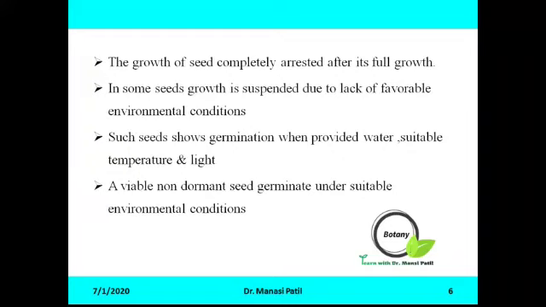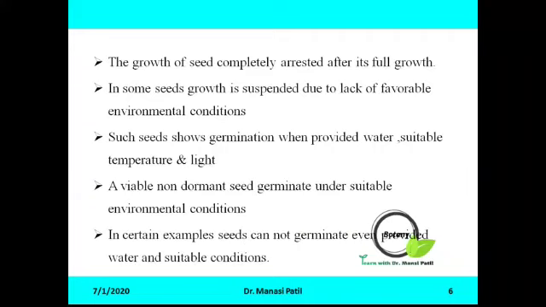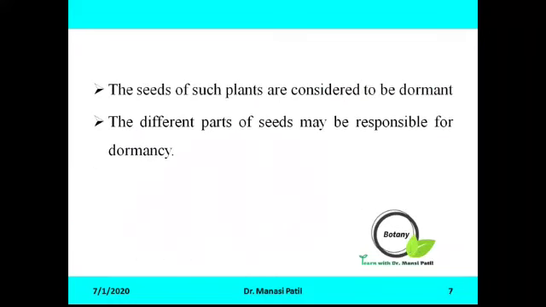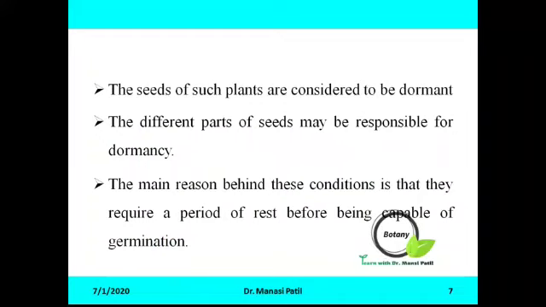In certain examples, seeds cannot germinate even when all the suitable conditions, including water, are available. The seeds of such plants are considered to be dormant. The different parts of seeds may be responsible for dormancy. Those parts may be the seed coat, the endosperm, and even the embryo itself.